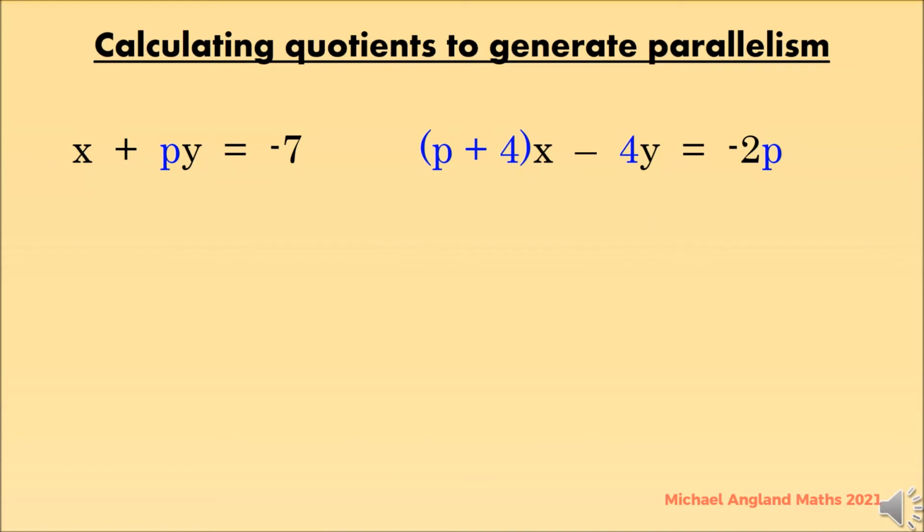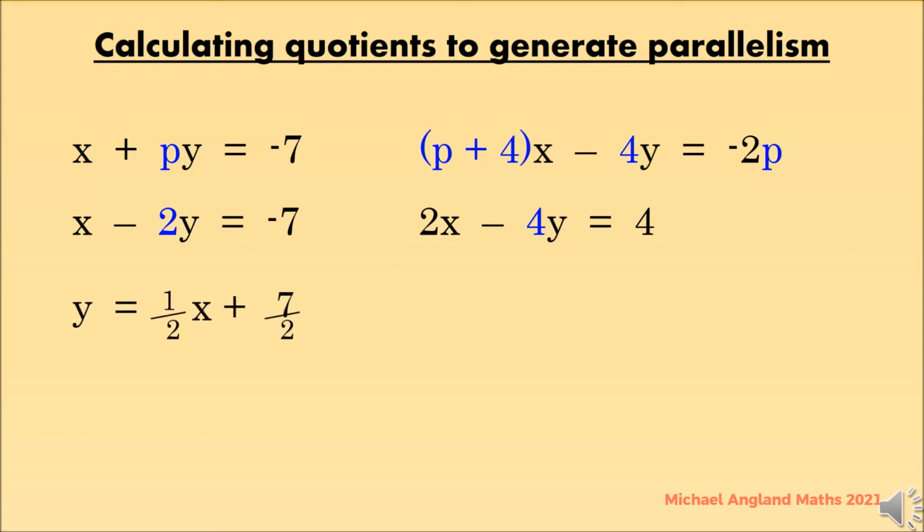Substituting for p in these equations with minus 2, we get, on the left hand side, x minus 2y is equal to minus 7. On the right hand side, 2x minus 4y is equal to 4. Now expressing those in terms of y, on the left hand side, y is equal to half x plus 7 on 2. On the right hand side, y is equal to half x minus 1. So we can clearly see in slope intercept form those two lines have the same gradient, therefore they are parallel.